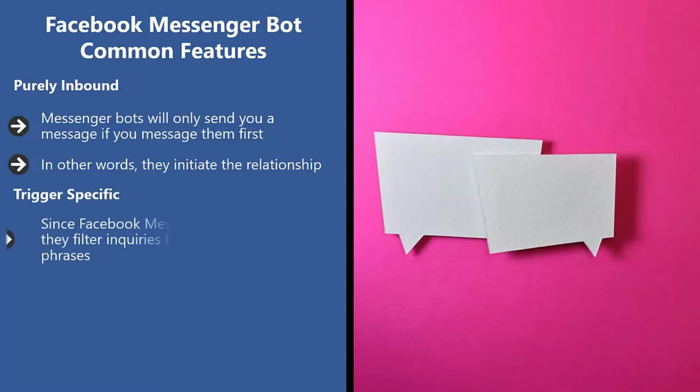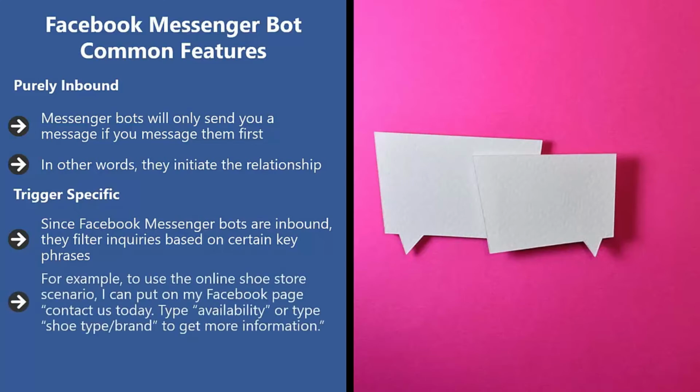Trigger specific. Since Facebook Messenger bots are inbound, they filter inquiries based on certain key phrases. In many cases, Facebook page operators would give a short menu of trigger words to potential customers engaging with their Facebook Messenger bot. For example, to use the online shoe store scenario, I can put on my Facebook page, "Contact us today, type availability, or type of shoe, type brand to get more information." Basically, I'm giving a cheat sheet to prospective buyers on how to use my Facebook Messenger bot. When they type in that information, they'd get information back.